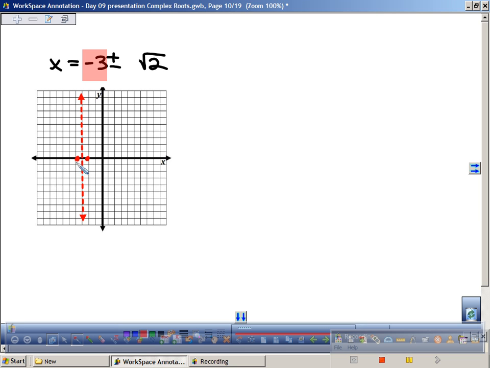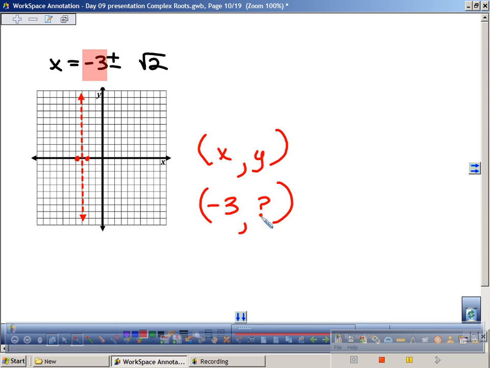Then how would I find my vertex? I already have my x, and I plug it in, and I get my y. And it's very procedural, right? I would plug in my x, which is negative 3, and I would get my y.